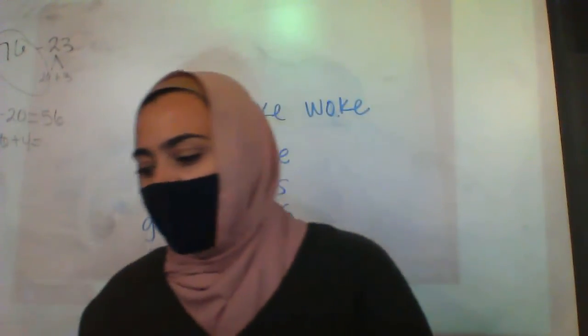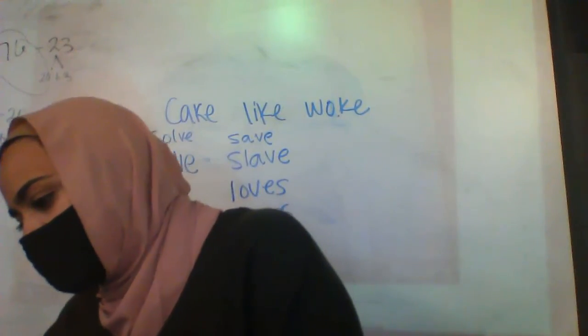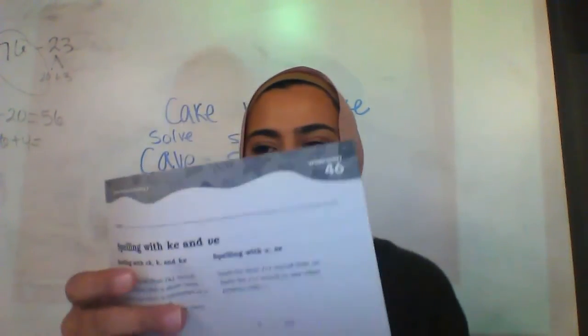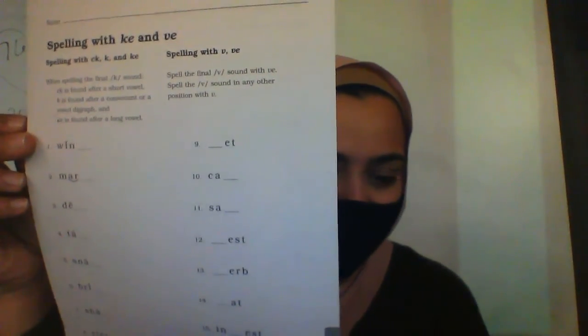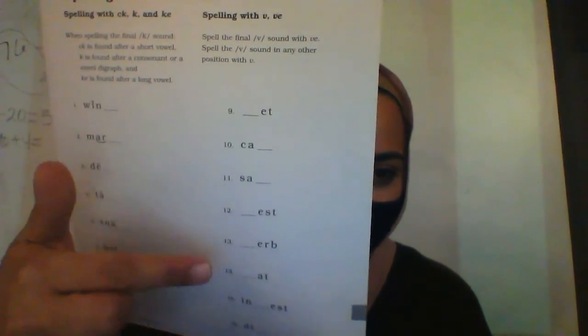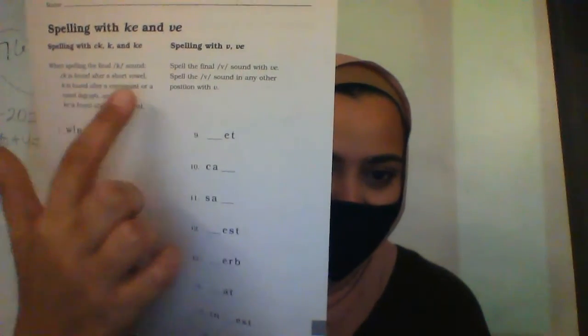Okay? So whenever you're finished with this class, you are going to go ahead and do the worksheet and homework 46. It says spelling with the K-E and the V-E. So you're going to figure out how these words are supposed to be spelled following these rules over here. Okay? Do the front and the back and make sure you turn that in to me, please.